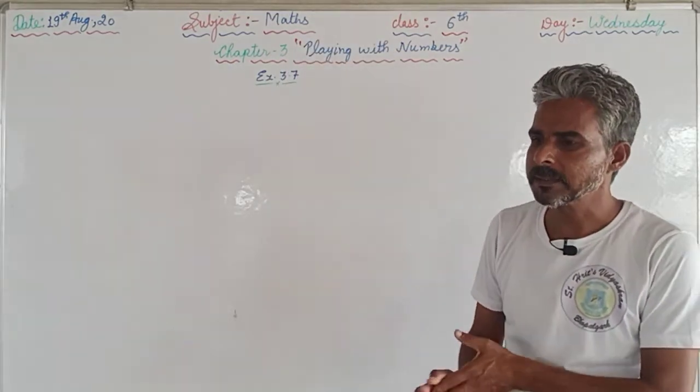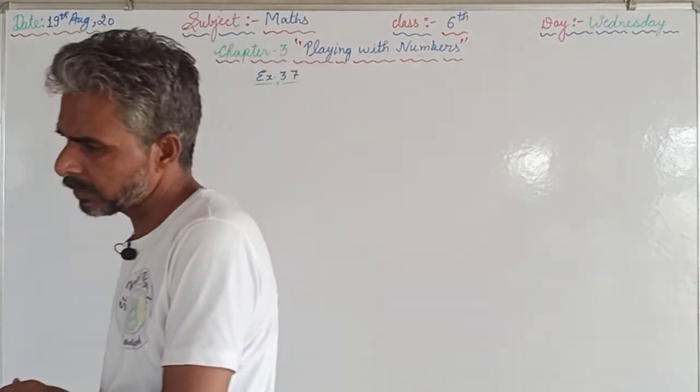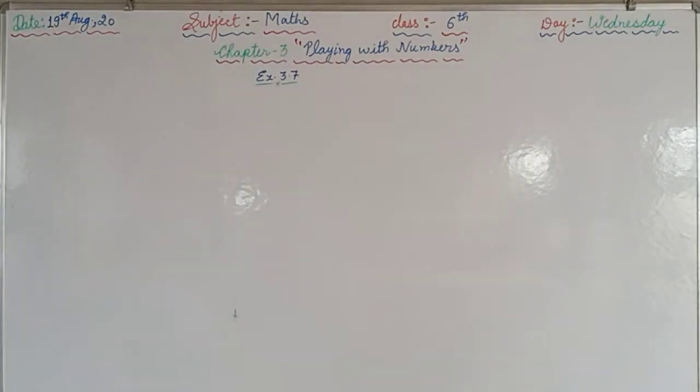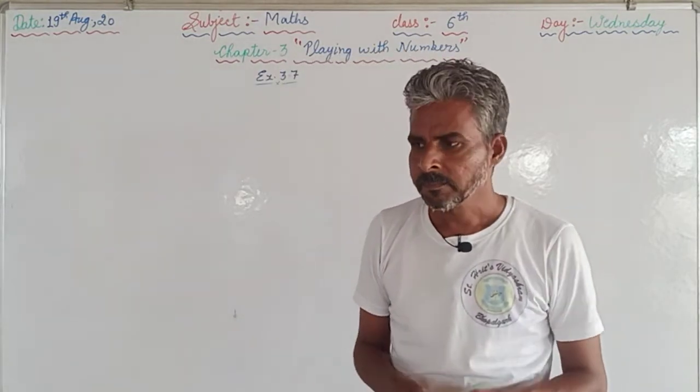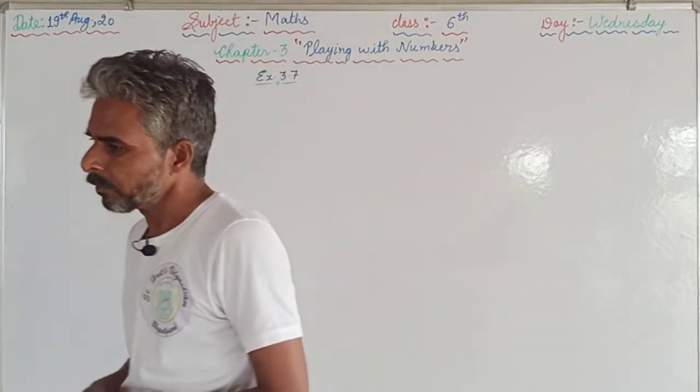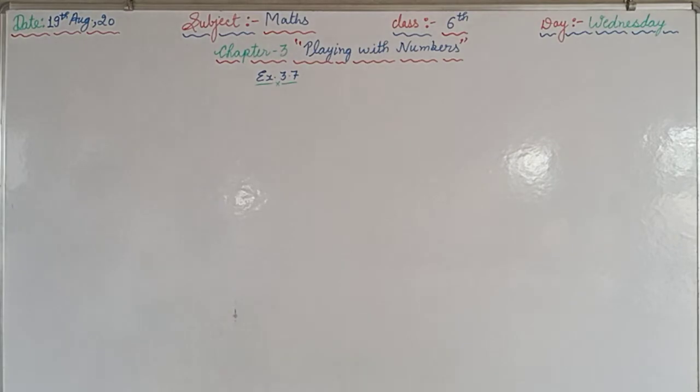This video is for class 6 and the subject is maths, and we are continuing the same chapter, chapter number 3, and the name of the chapter is playing with numbers. Now we are proceeding to, I think, the last exercise of this chapter, that is 3.7. In 3.7 also we have completed the questions up to 8. So today we will discuss question number 9.